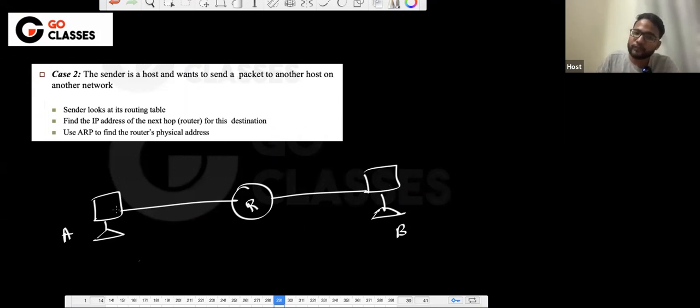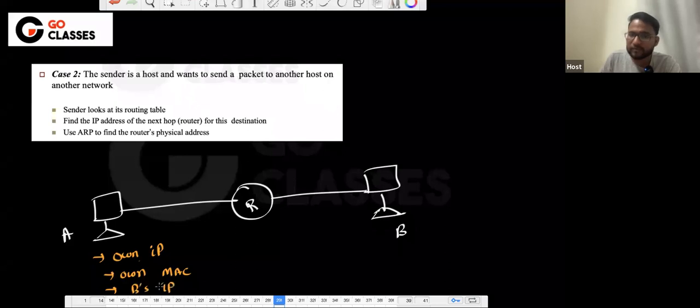Now what will A do? Every host or router has its own routing table. Similarly, every switch has its own switch table, or forwarding table. Anyway, I will talk about the devices in one of the lectures. So here the sender has its own IP, its own MAC, and B's IP. This is what the sender has, and what it wants to know.